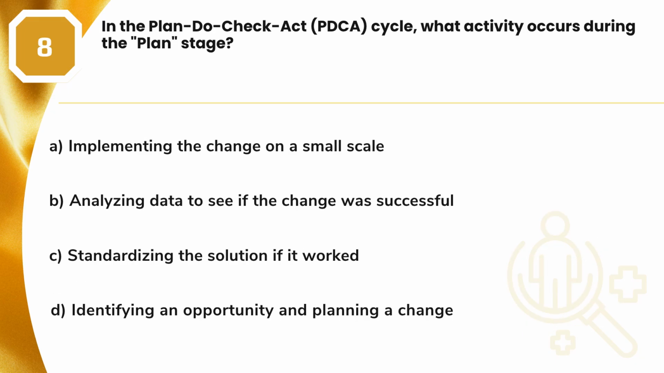Question 8. In the Plan Do Check Act, PDCA, cycle, what activity occurs during the plan stage? A. Implementing the change on a small scale. B. Analyzing data to see if the change was successful. C. Standardizing the solution, if it worked. D. Identifying an opportunity and planning a change.